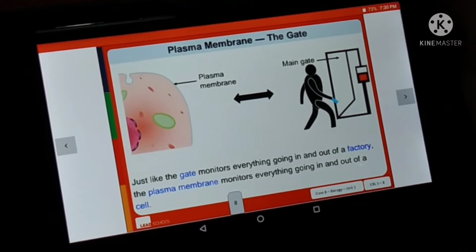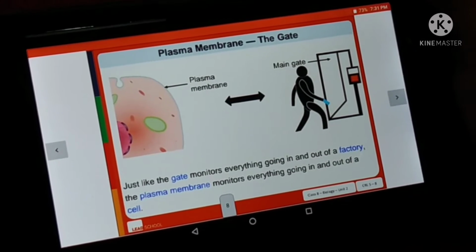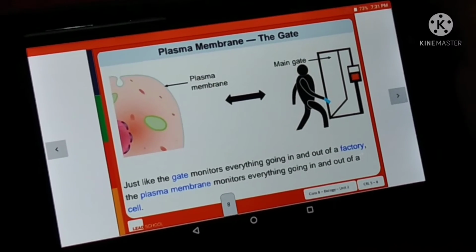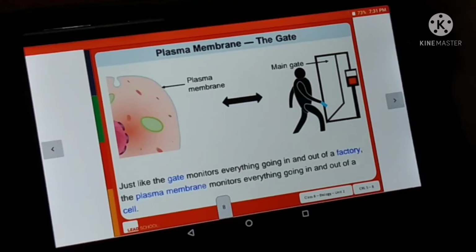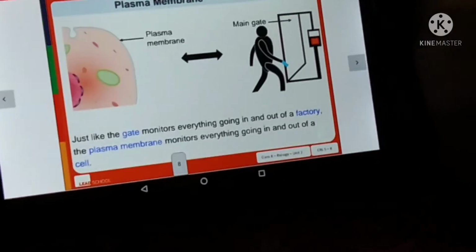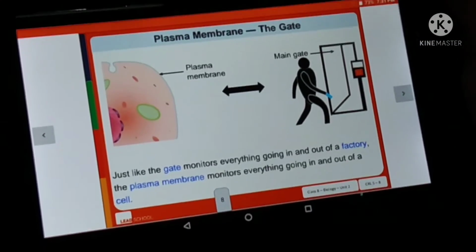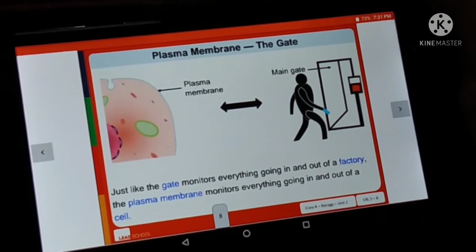First one is plasma membrane. It can be called the gate. Just like the gate monitors everything going in and out of the factory, the plasma membrane monitors everything going in and out of a cell.